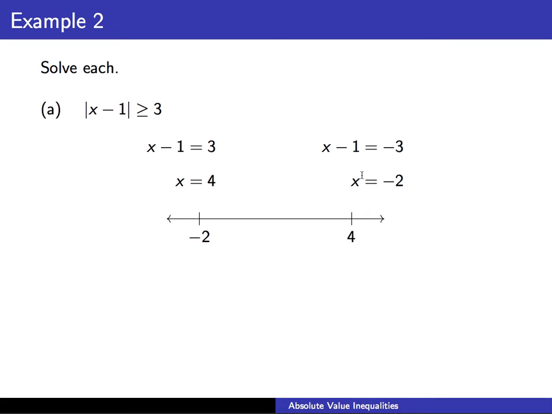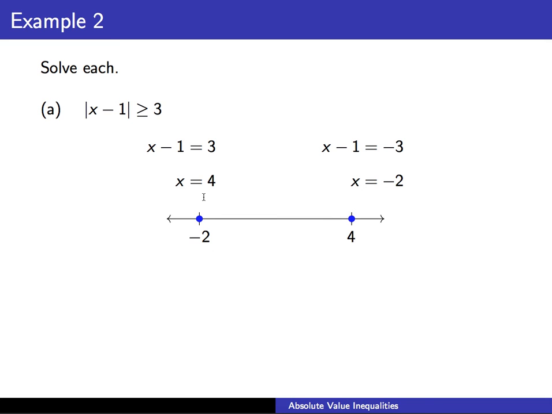Now we're going to put those numbers on a number line and make sure that you're putting them in the right order on the number line. So even though we got a 4 as our first answer, 4 is not going to be the first number. 4 is always going to be to the right of negative 2.